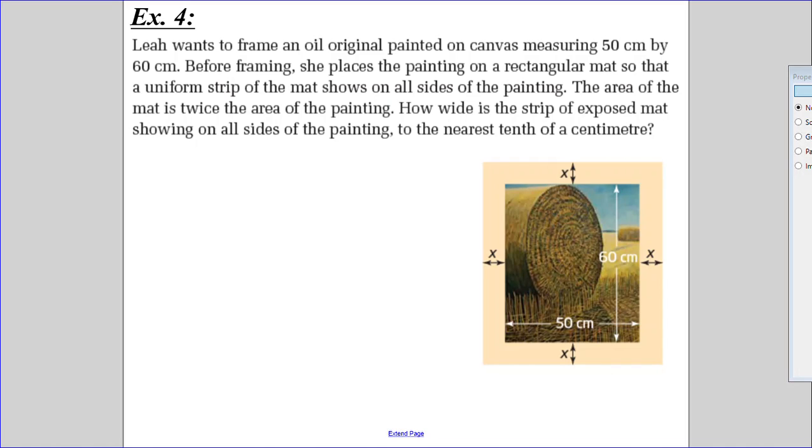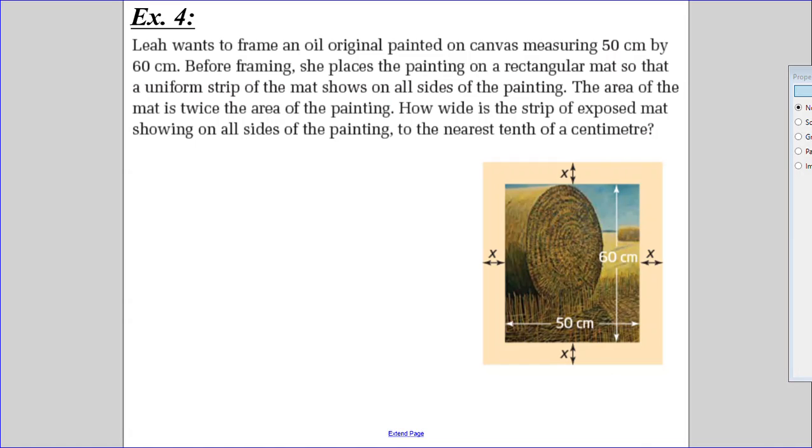Right, so example 4. Okay, we've got our last example question. Leah wants to frame an oil original painted on canvas measuring 50 centimeters by 60 centimeters. Before framing, she places the painting on a rectangular mat so that a uniform strip of the mat shows on all sides of the painting.